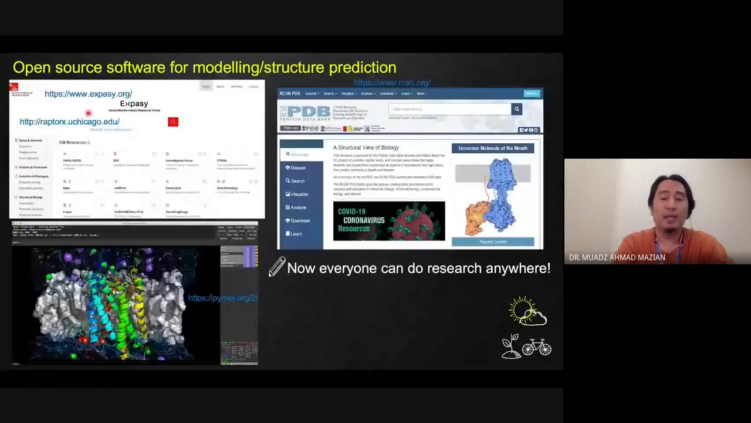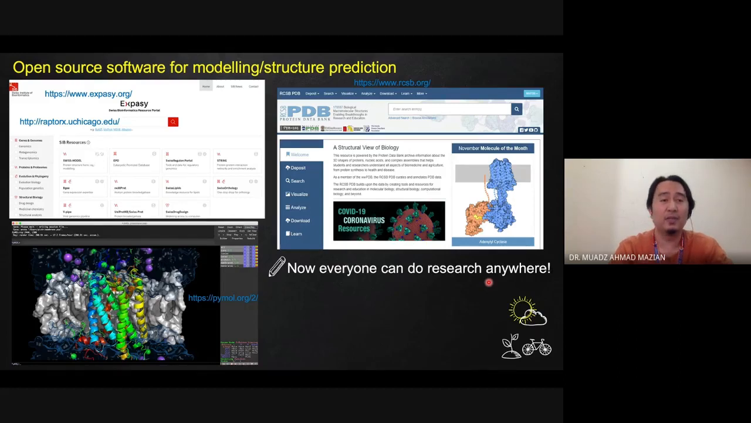Okay, sebab apa? Sebab everyone can do research anywhere. You just need a computer and good access to the internet. I mean computer of course. You have to have high specs of the computer. Sebab kalau you spec komputer you rendah, susah nak determine structure tu tadi. Okay, so you can do your research anywhere.